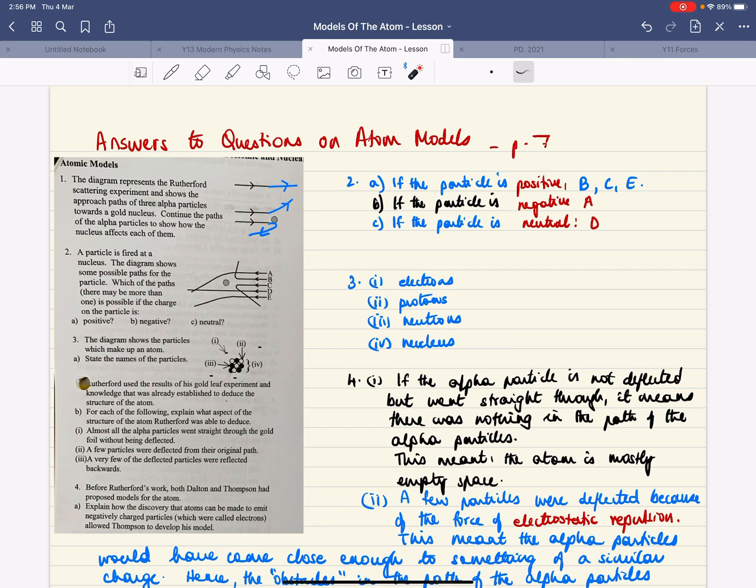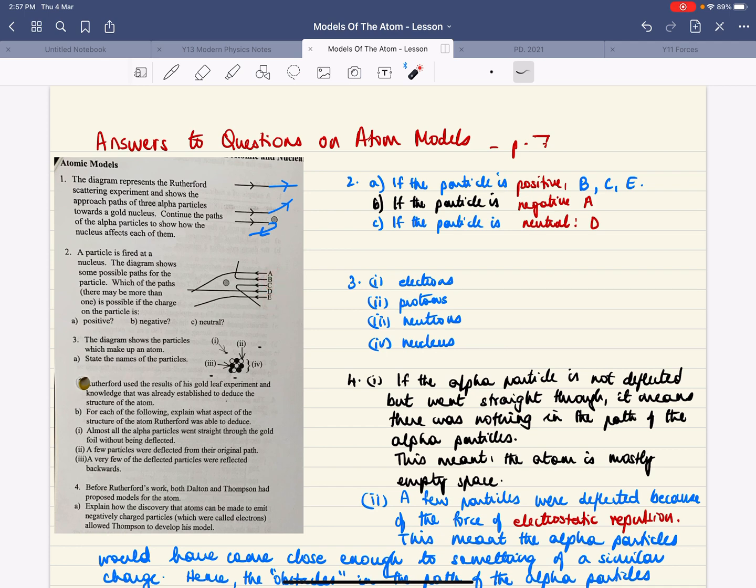Okay, question 2. There's a diagram with a whole lot of alpha particles coming towards the gold nucleus, but we've got to say what are the possible paths if the particles were positive, negative, or neutral. So if they were positive, they'll be repelled. So it's your B, C, and E.